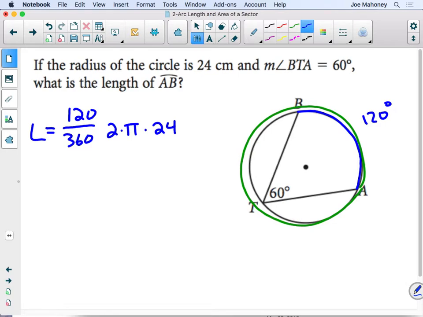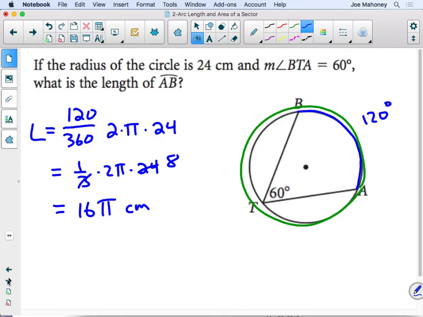So 120 divided by 360 is 1/3. So it's 1/3 of 2 pi times 24. How about 1/3 of 24 is 8? So how about my answer being 16 pi? That the whole length of arc AB is 16 pi. And yeah, we'll throw our units down. 16 pi centimeters.